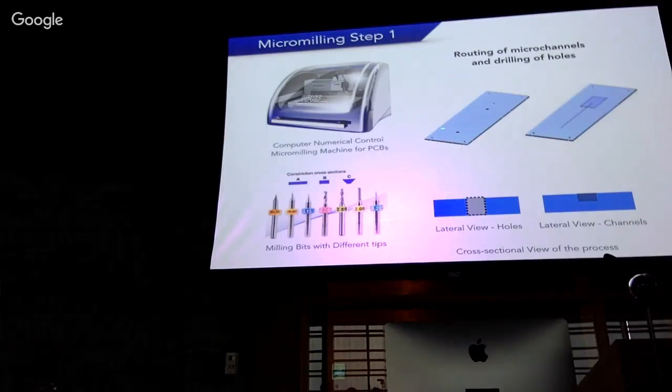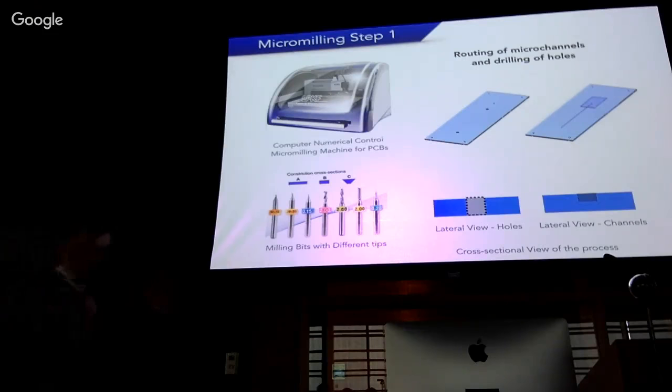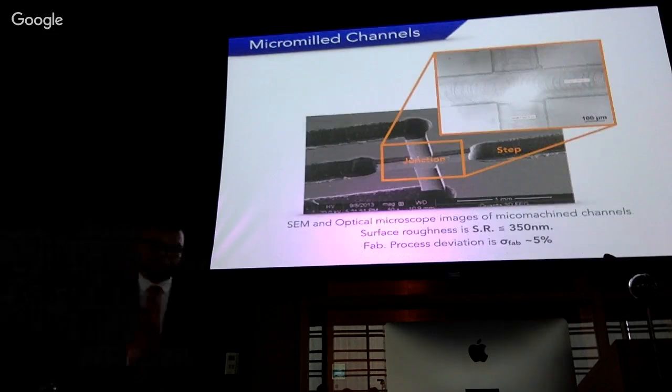So this is the finalized cutting, and then you can see the lateral view. So through holes, they pass through, and then you have your channel routings. It looks something like this. And we are able to create these geometries because we use milling bits of different tips and different shapes. And that's how we can produce these geometries.